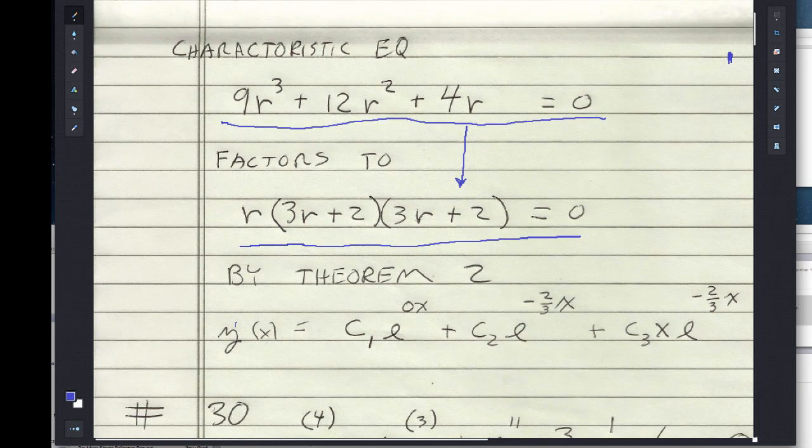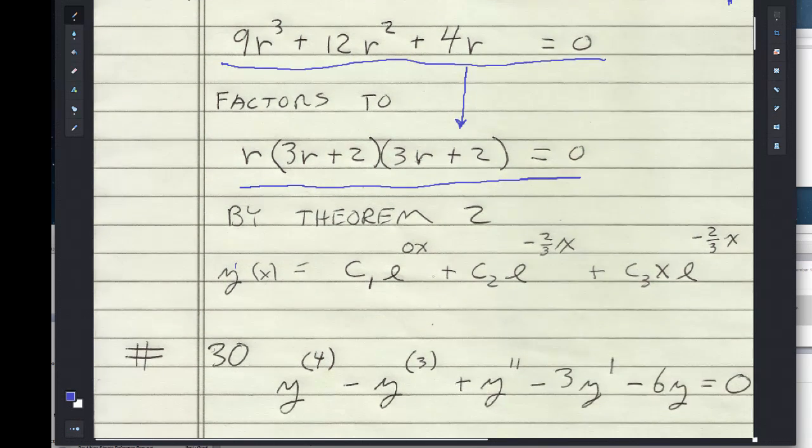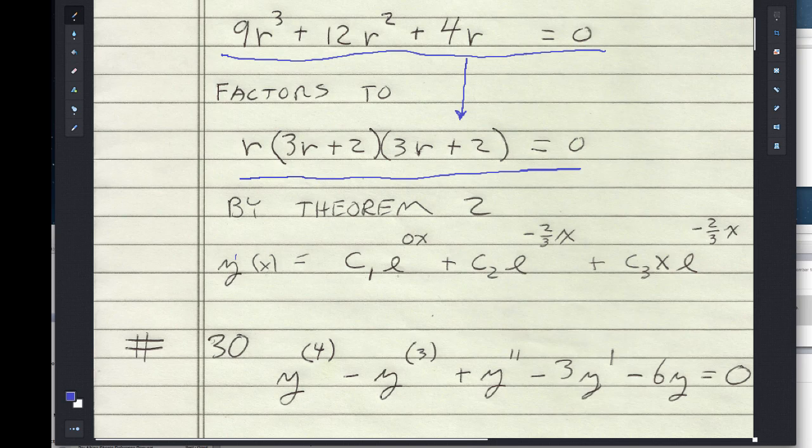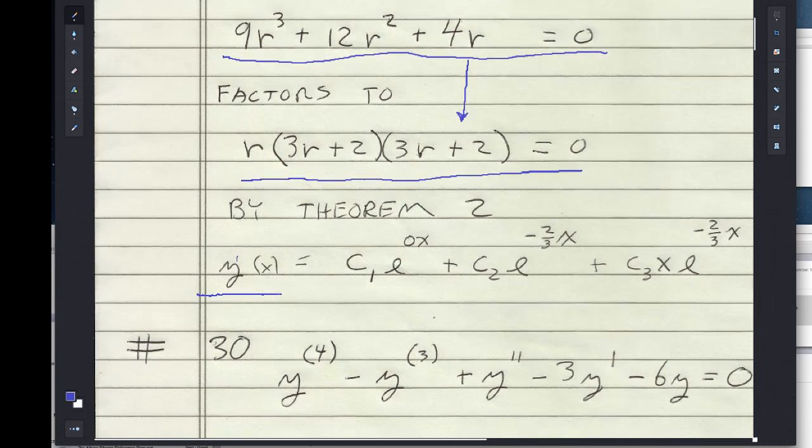So then by theorem 2 in our book, we see that the general solution of this equation is of the form y of x is c1 times e to the 0x plus c2 times e to the minus 2/3 x plus c3 times x times e to the minus 2/3 x. This is illustrated right here.